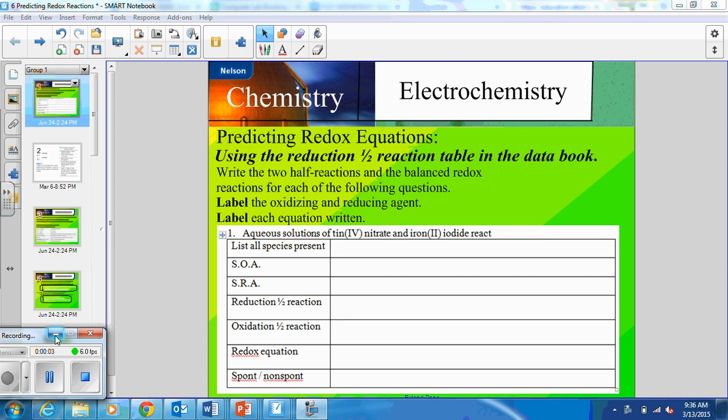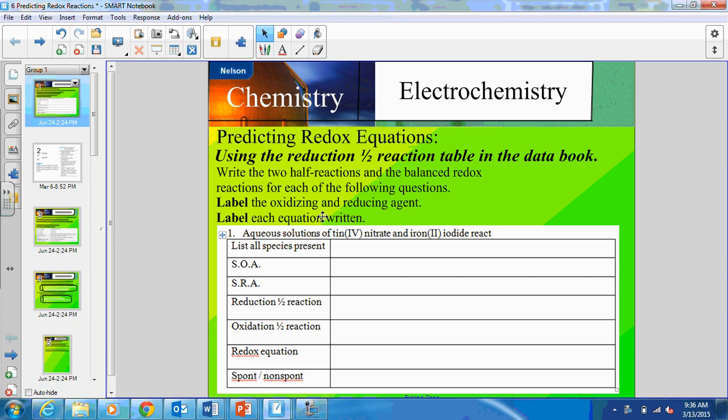All right, our next lesson after we've learned to create redox tables is we're going to get into predicting redox equations. So this begins on page 21 in your workbook, and you'll see a table that looks like this. It says aqueous solutions of tin 4 nitrate and iron 2 iodide react. So we're going to be using these tables to set up our equations each time.